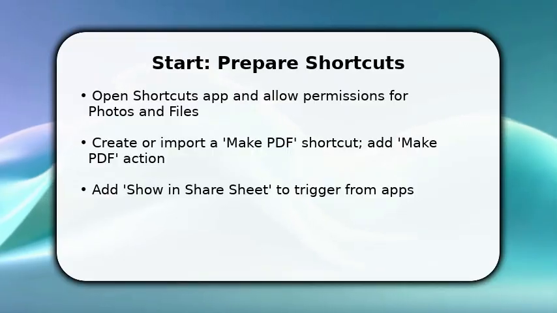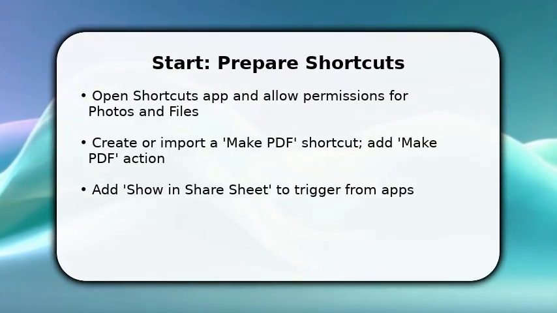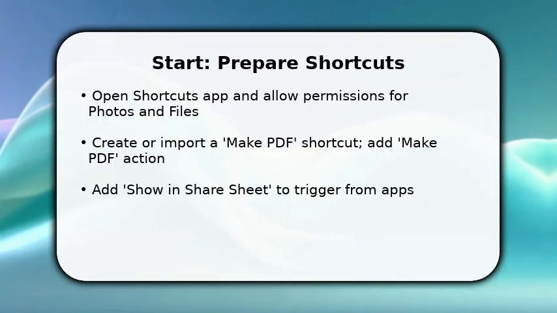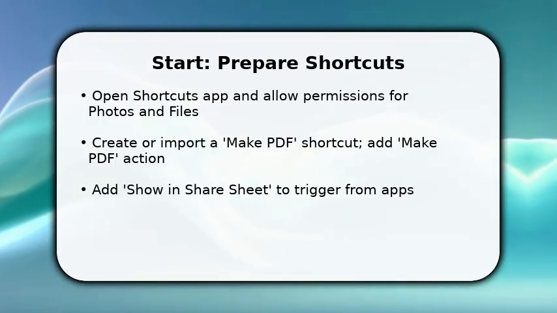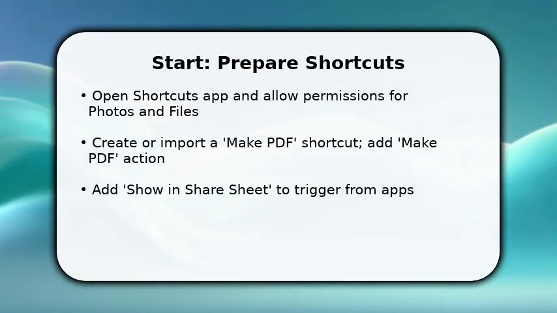You start by opening Shortcuts and granting access to photos and files so the shortcut can read and save content. Once done, create or import a Make PDF workflow and add the native Make PDF action. This converts input into a PDF.